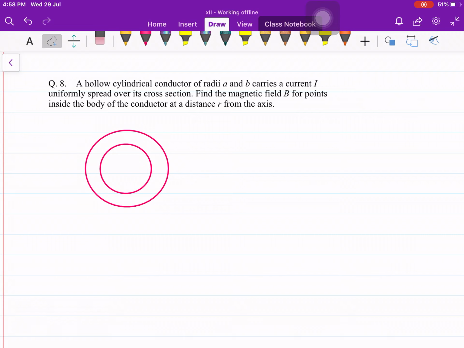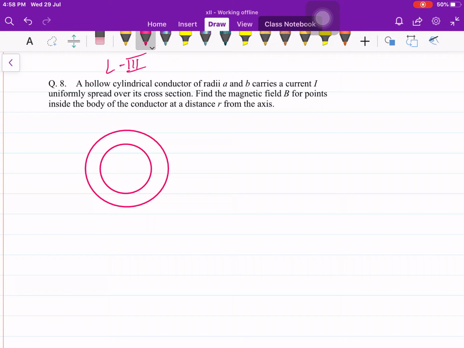Dear students, now the next question. The question is from L3 of numerical worksheet. What is the question? Let us see. It's a very easy question if you can get it properly. Read the question carefully.